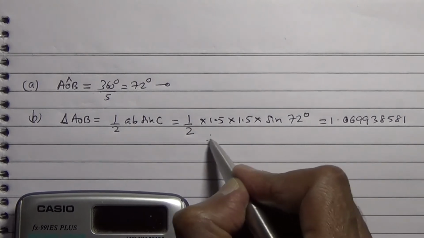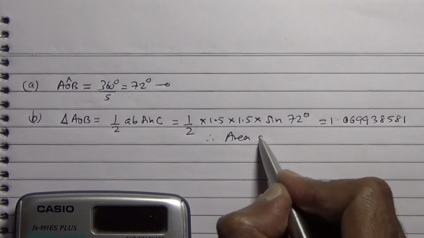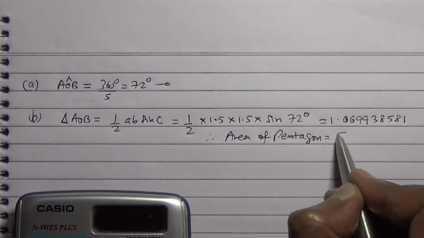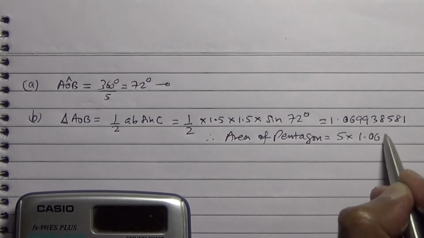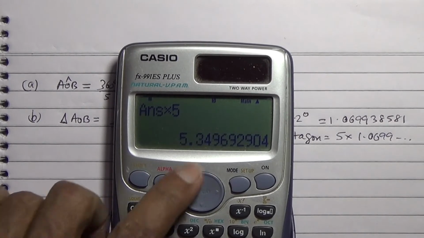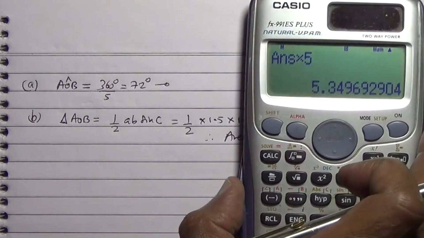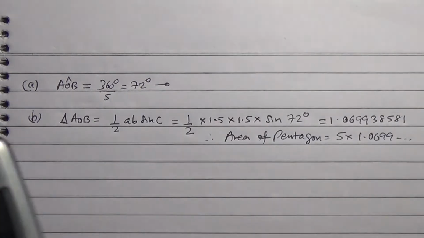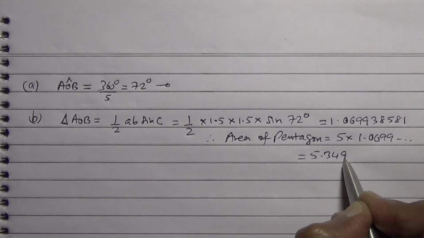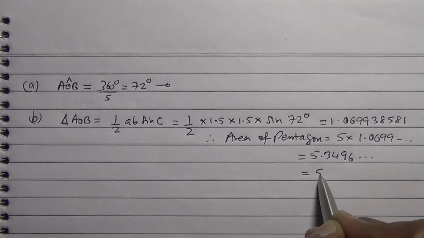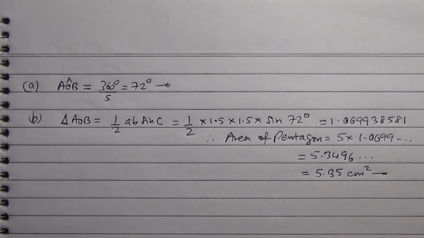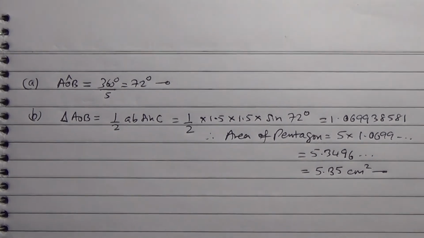Therefore, the area of the pentagon is going to equal 5 times all of this. So let's take 5, multiply this, 5.349 something. And so we can say 5.35 centimeters squared. Now that's part A and part B of the question.